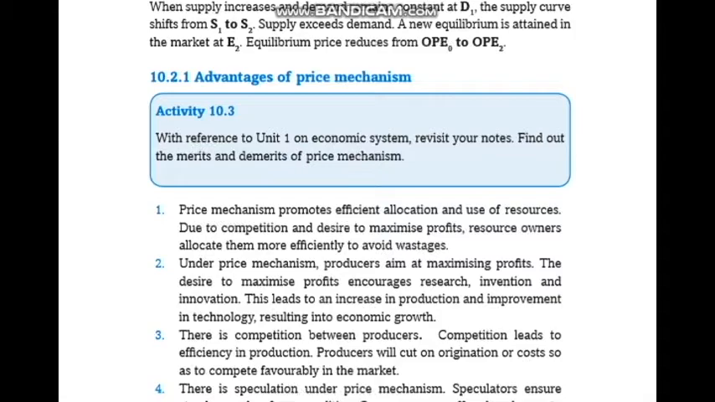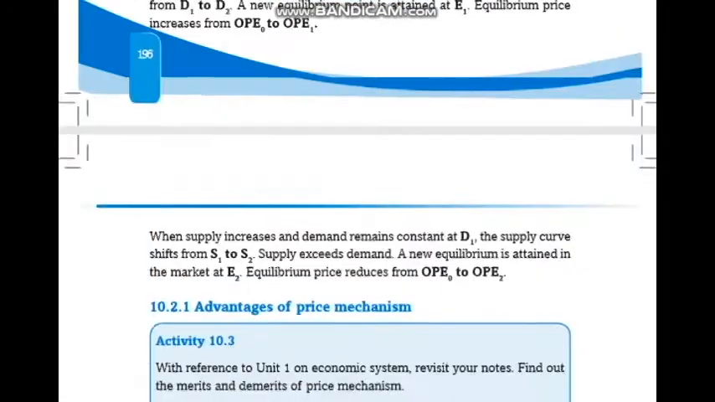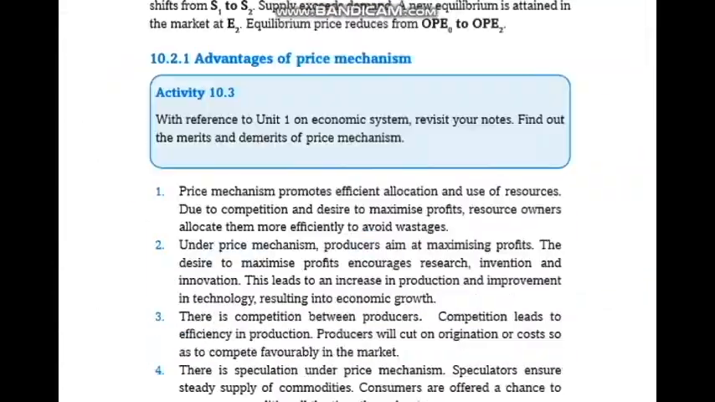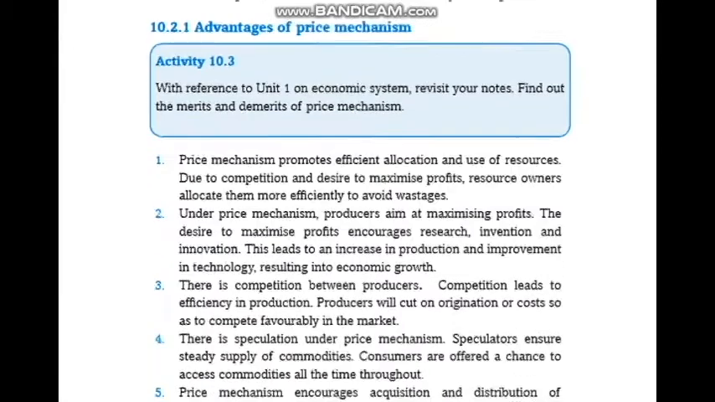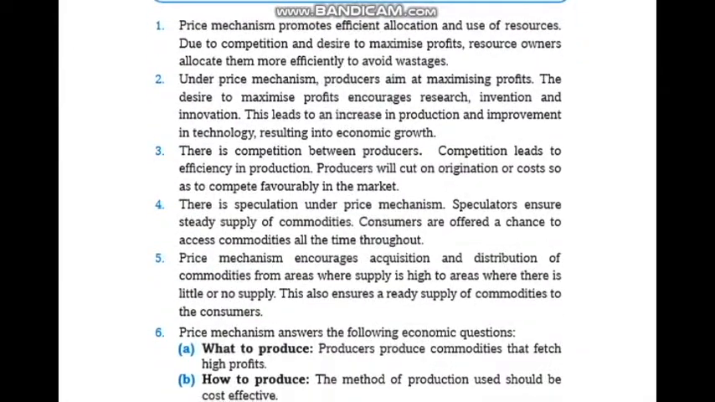So you have to observe this graph so that you can ensure that you have covered all things that we have spotted. Now we have to see advantages of price mechanism. What are the advantages of price mechanism? After analyzing what is price mechanism, now the advantages of price mechanism. Price mechanisms promote efficient allocation and use of resources.